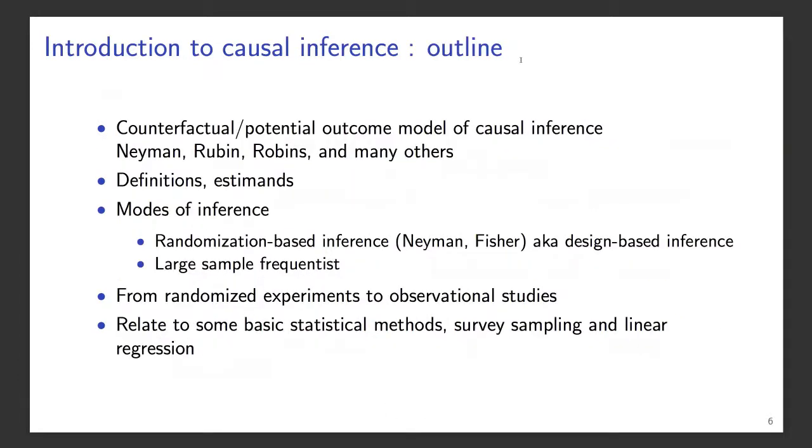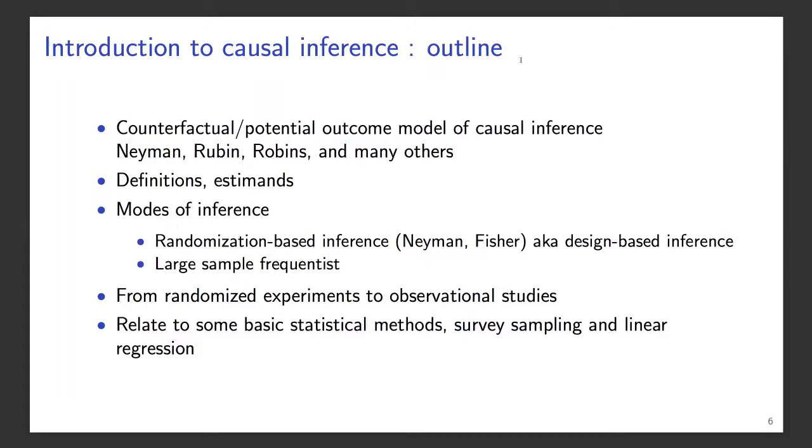All right, so with that as background, here's the roadmap for the next 40 minutes or so. I'm going to introduce the notion of potential outcomes or counterfactuals. This is an idea that dates back to Jerzy Neyman about almost 100 years ago now. And then using this Neyman potential outcome model for causal inference, Rubin and Robins in the 70s and 80s, and then many, many others since then, have developed this into a formal area of statistical research.